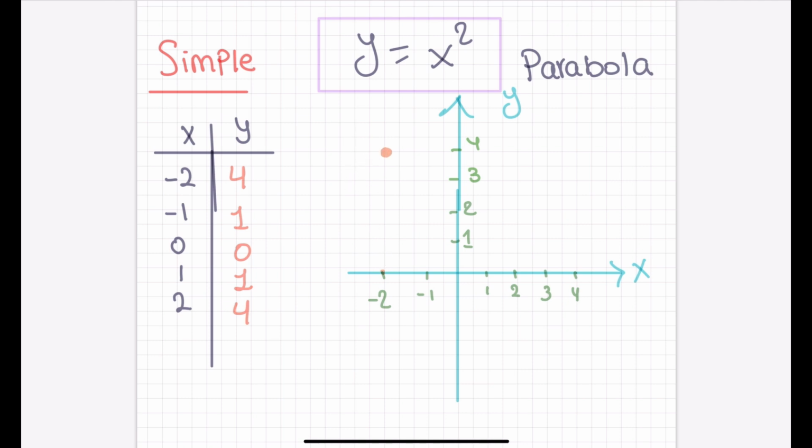Alright. We have -1 and 1. X is -1 and this is 1, so it would be here. 0, 0, 1 and 1, 2 and 4. And then let's just connect the dots with each other. So it's gonna be something like this. So this is called a parabola, and it's a U shape.